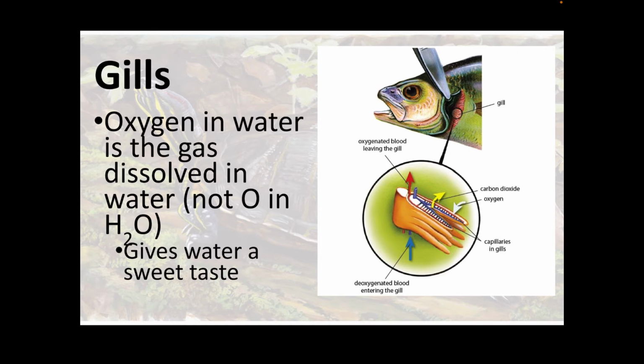Oxygen in water is not actually from the oxygen that you find in H2O. The O in H2O stands for oxygen, but the oxygen that we get in water is not from that O in H2O. Oxygen in water is actually the gas oxygen that is dissolved in the water. For example, if you take sugar and mix it in tea, now you have sugar dissolved in the tea. That's how it works in water as well. And if you taste water that has oxygen in it, it's going to have a sweeter taste versus water that has no oxygen in it, which will be more flat.